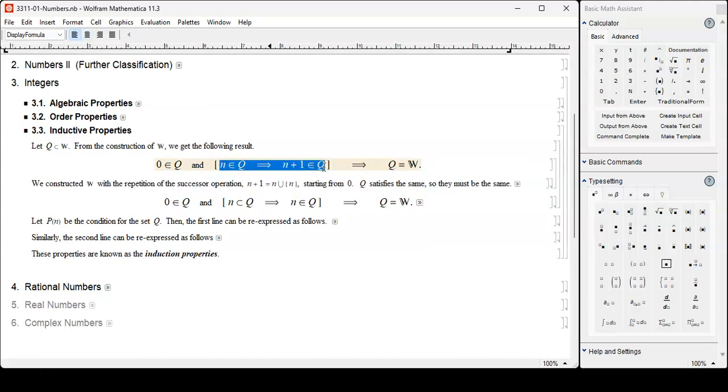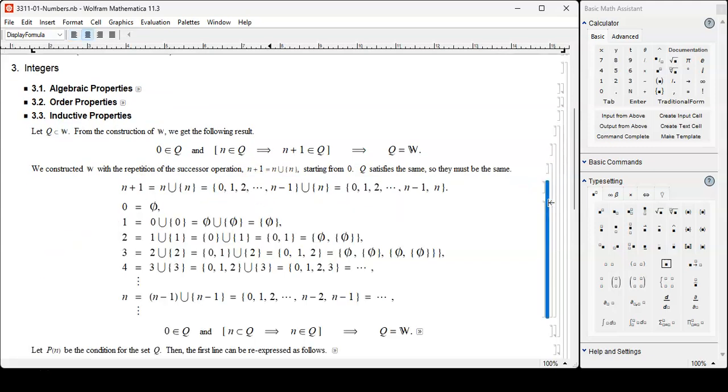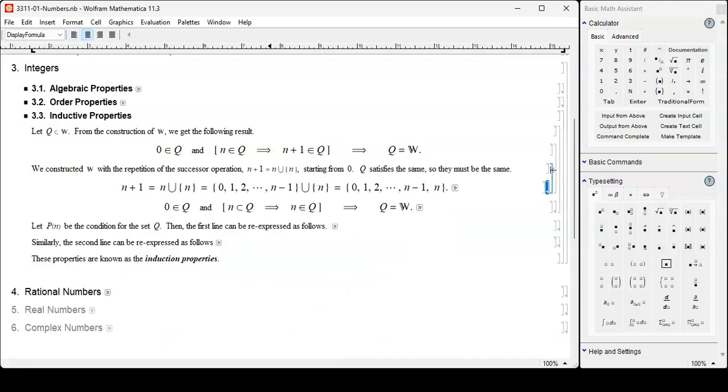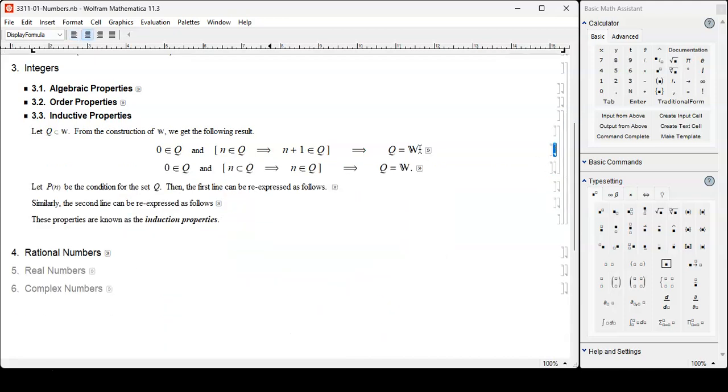This is nothing more than a successor operation. N generating N plus 1, this one. And that's precisely the way we can construct the entire W, starting from 0 and successor, successor, successor, successor. It'll cover everything. Q also starts from 0 and the same way, so Q will cover everything. See this?